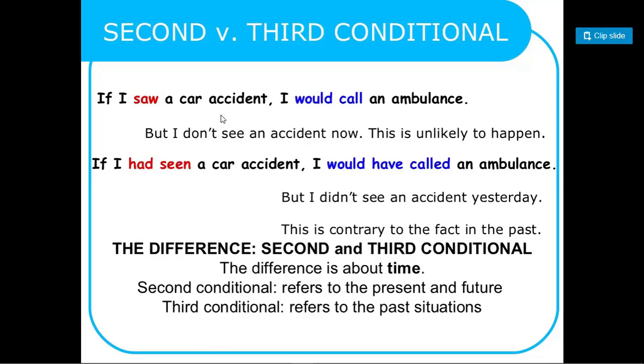Now here we do. If I had seen a car accident, I would have called an ambulance.